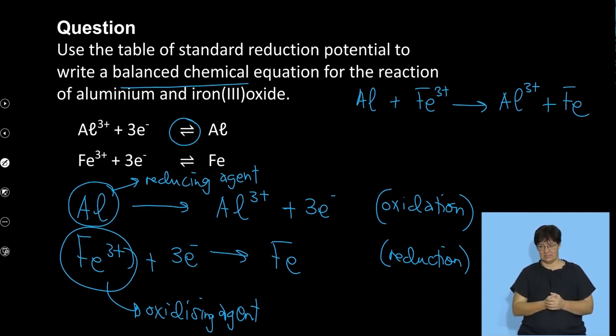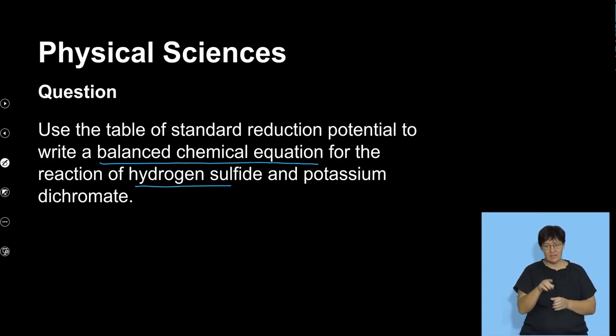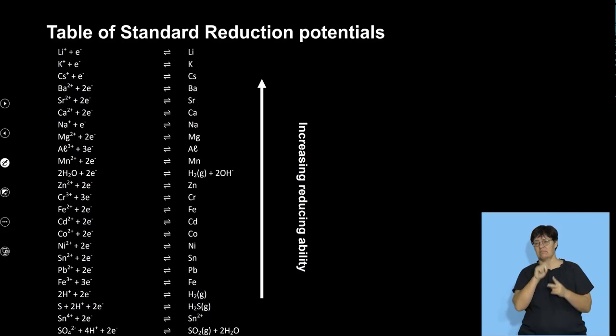We can also look at different examples by making reference to the standard reduction potential tables. But if we are to keep track in terms of balancing, let's also pay attention to the electrons involved in each of those half reactions. So this reaction involves hydrogen sulfide and potassium dichromate, right? If we look at hydrogen sulfide, we have to identify the reaction involving hydrogen sulfide. In this case, this is the reaction that we're talking about.